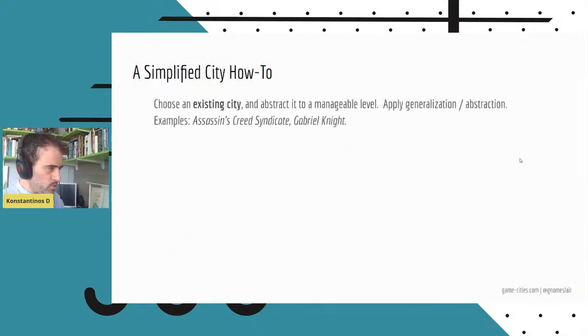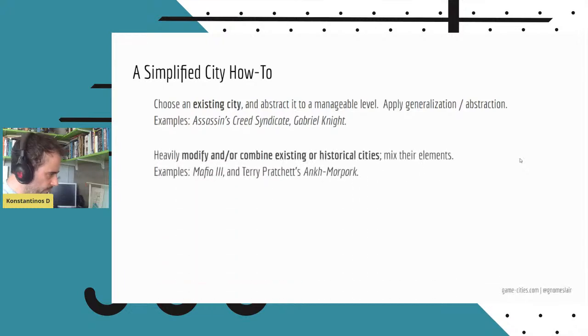So, to slowly start summing things up, here are the three ways we can approach city creation in general. First of all, we can choose an existing city, abstract it, generalize it, stylize it, and use it. This is what Assassin's Creed has been doing and what Gabriel Knight has been doing. And when done right, it can be very interesting.